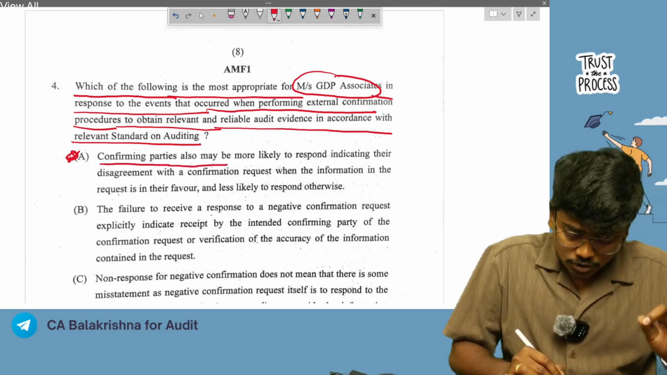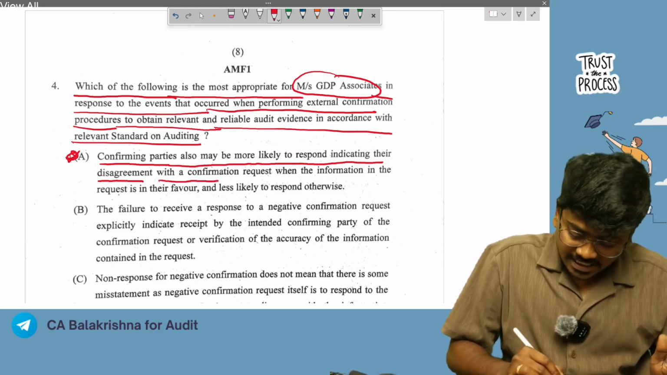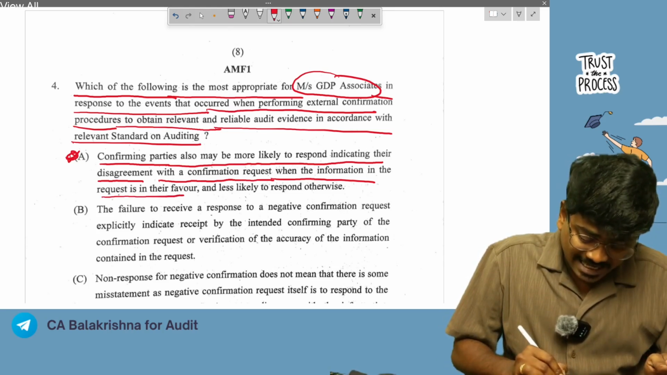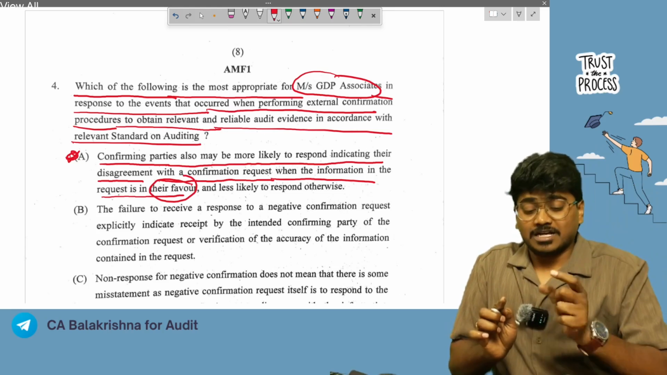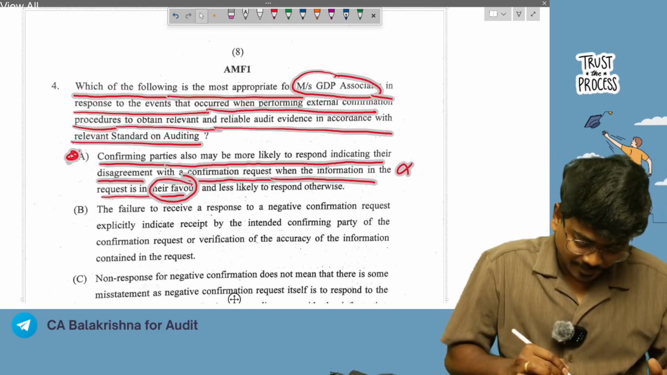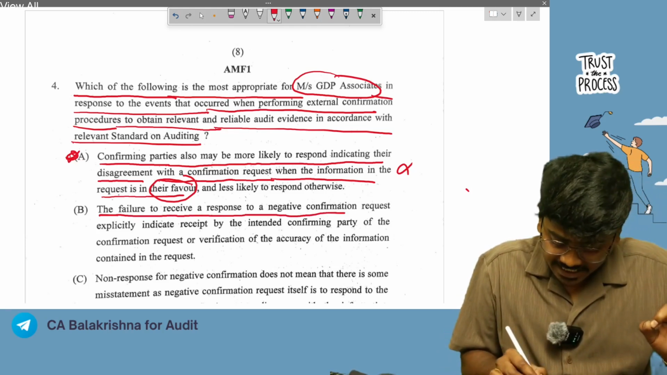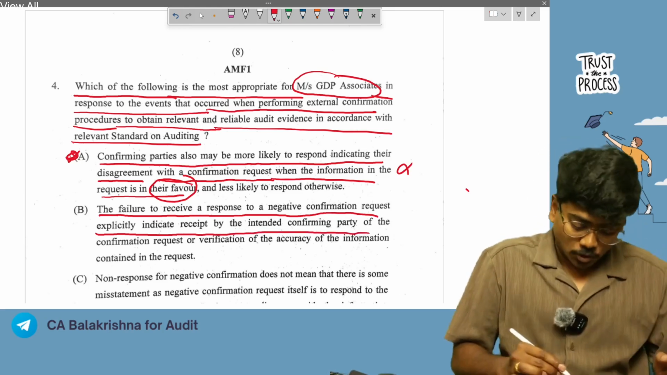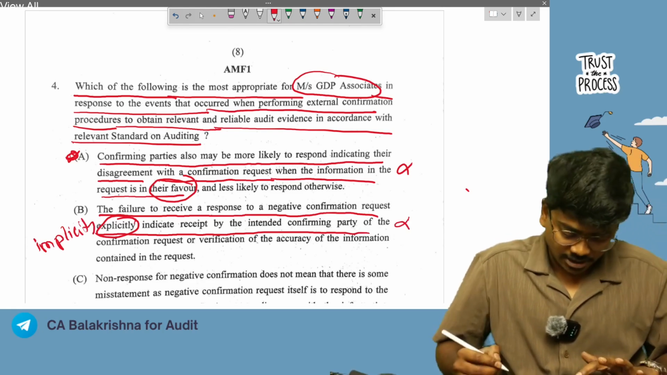See, first one: confirming parties also may be more likely to respond indicating their disagreement with a confirmation request when the information in the request is in their favor. No, a confirming party is more likely to respond if the information in the request is not in their favor. So this is not the correct option. Next, the failure to receive a response to a negative confirmation request explicitly indicates receipt by the intended confirming party. No, it will implicitly indicate. So this is also not the correct option.